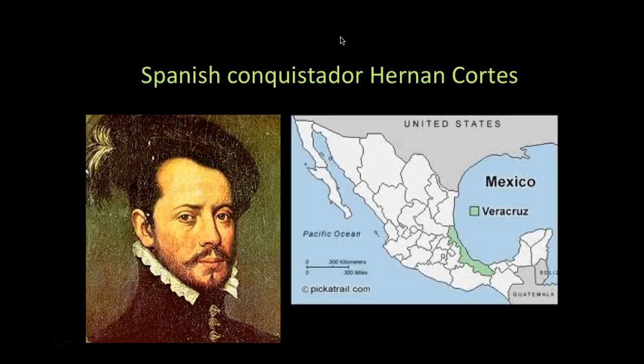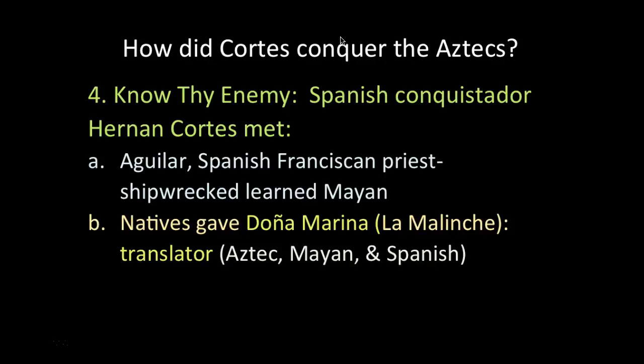And here's an image of the conquistador from Spain, Hernan Cortes, and he landed on the eastern side of what is now Mexico and named the area Veracruz. And another means of his ability to conquer the humongous Aztec Empire was his ability to know his enemy, to understand who the Aztecs were.